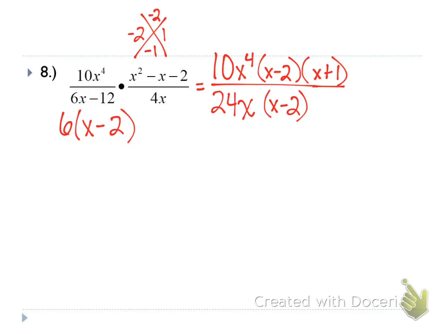Okay, what's something that I can reduce now? What happens to the x minus 2's? They cancel out completely. What else? Okay, so the 10x to the 4th and the 24x. Which part do we want to deal with first? You want to deal with your x's or your numbers?